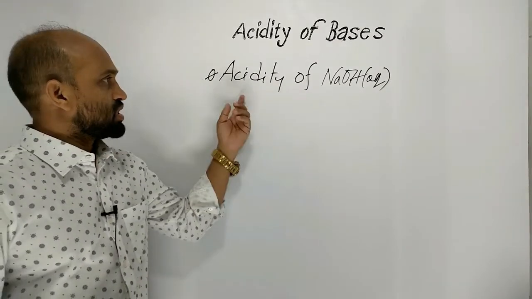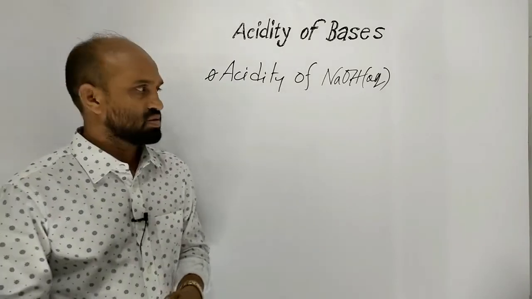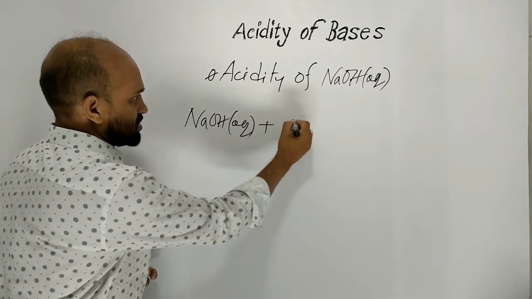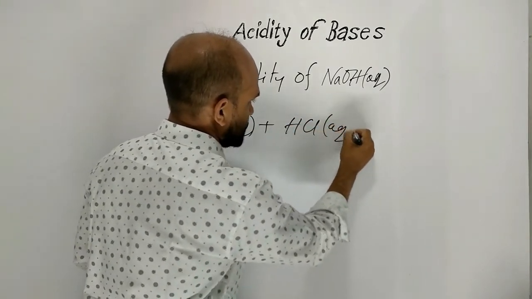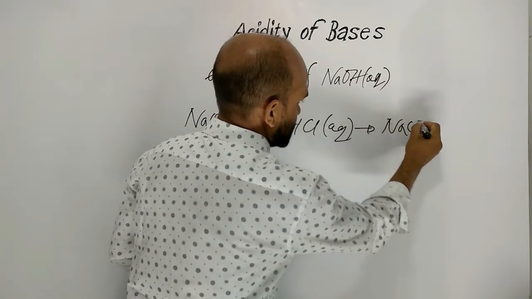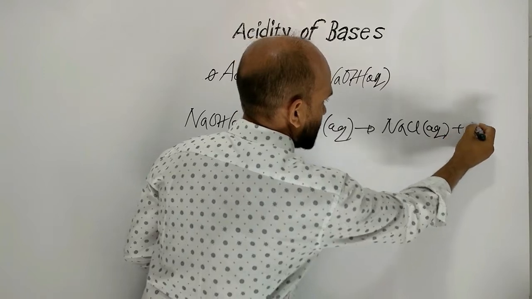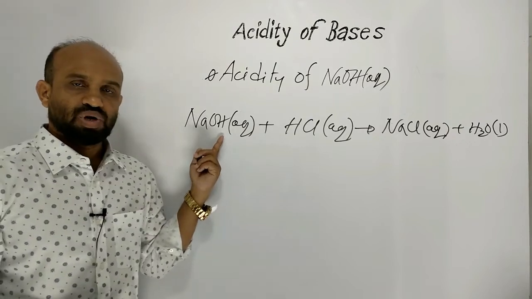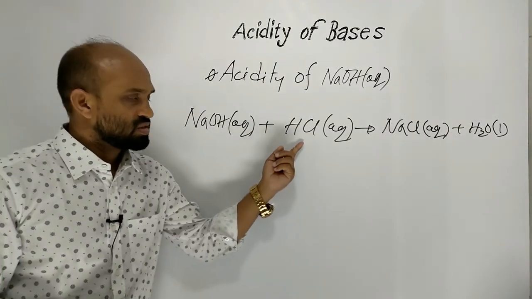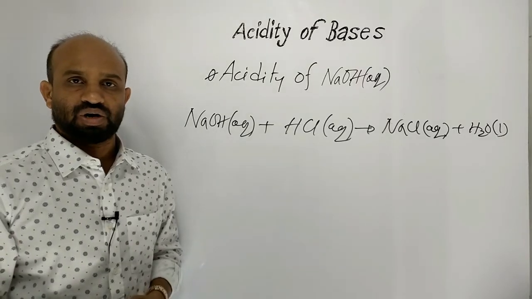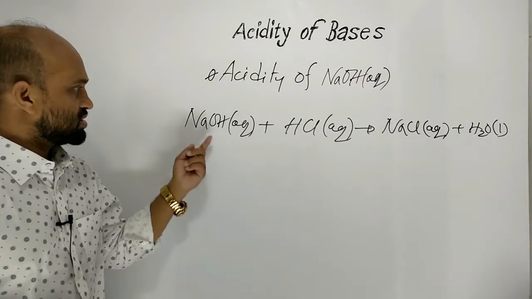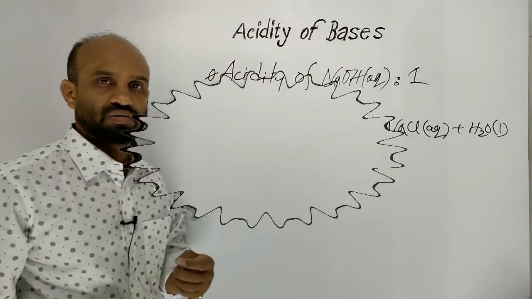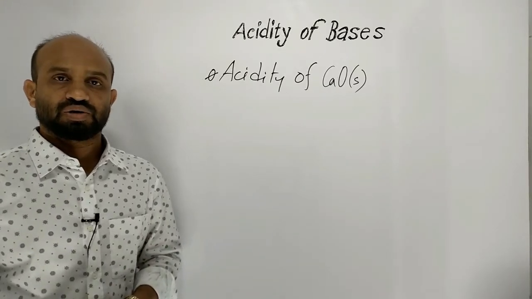Let's see acidity of sodium hydroxide. Sodium hydroxide reacting with hydrochloric acid forms sodium chloride and water. In this reaction, we see that 1 mole of sodium hydroxide neutralizes 1 mole of hydrochloric acid. That is why acidity of this base is 1.